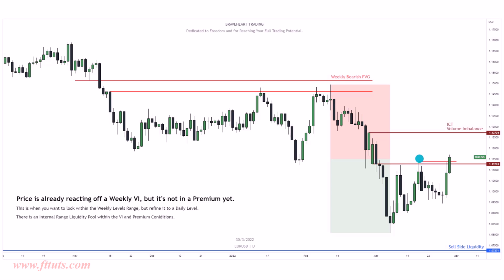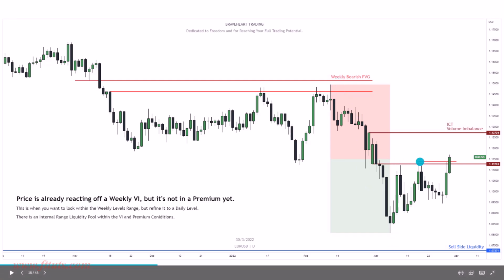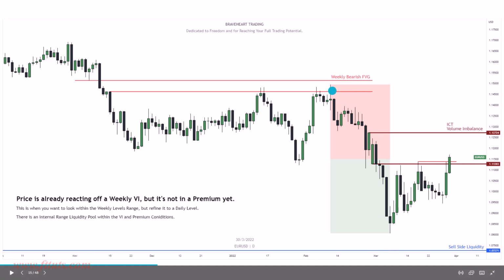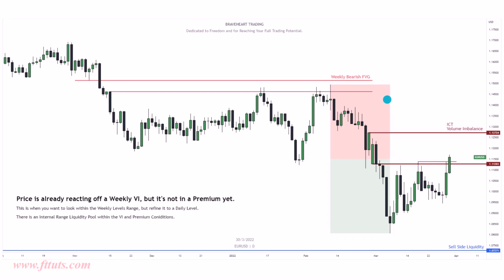Okay, what do we have inside of that range? We have this old high. So if you remember the previous episodes, internal range liquidity pools such as this, a swing high within a range, can become a resistance level. So we can breach that into a premium condition here and dig deeper into that ICT volume imbalance. That will act as a resistance level in itself. So there's an internal range liquidity pool within the volume imbalance, and we're in premium conditions.